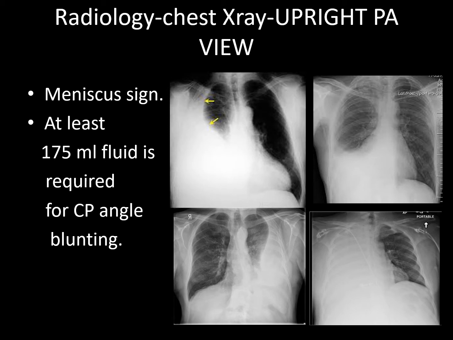The fluid collection in the pleural space will give rise to an opacity, which will typically be meniscus-like, higher laterally and lower medially. At least 175 ml of fluid is required for CP angle blunting.